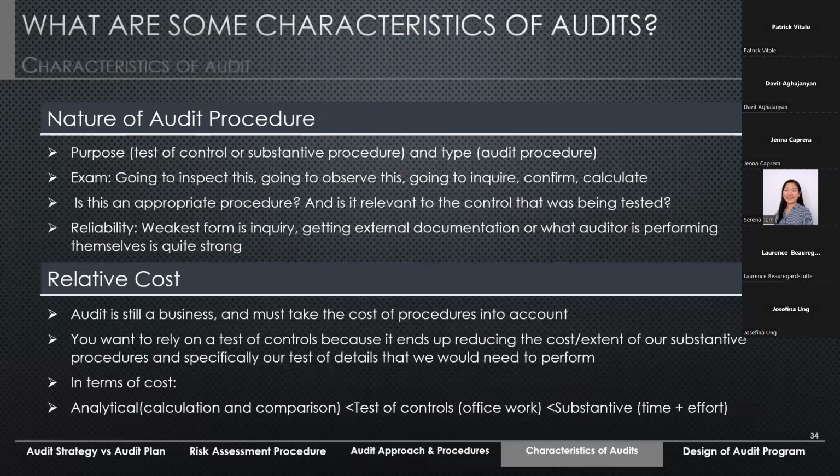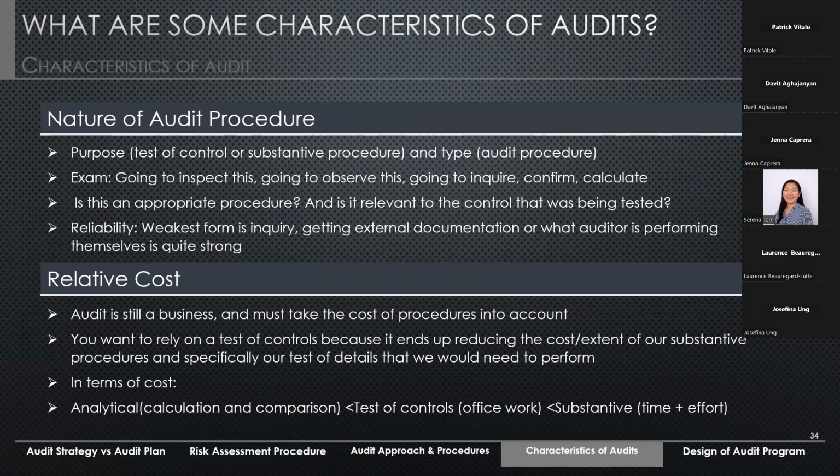Puts the assertion. Now we'll be looking at some characteristics of audit procedures. Usually the nature of the audit procedure has a purpose and a type. So for example, I'm going to inspect this, going to observe this, and for what reason exactly am I doing it? Just like in the midterm where I want you to justify what you're doing. Is this an appropriate procedure? Is it relevant? And then we want reliability, because if you look at the forms, inquiry is the worst one you could get, because you're not writing, you're not documenting anything.